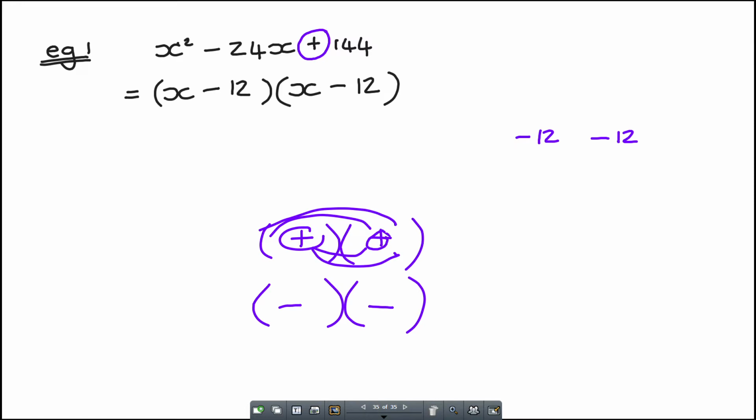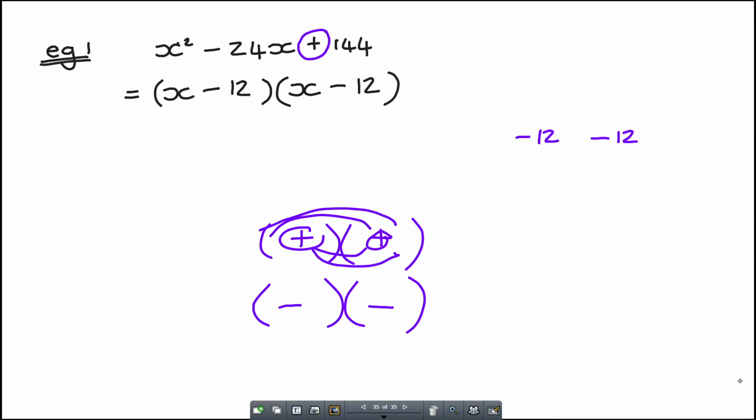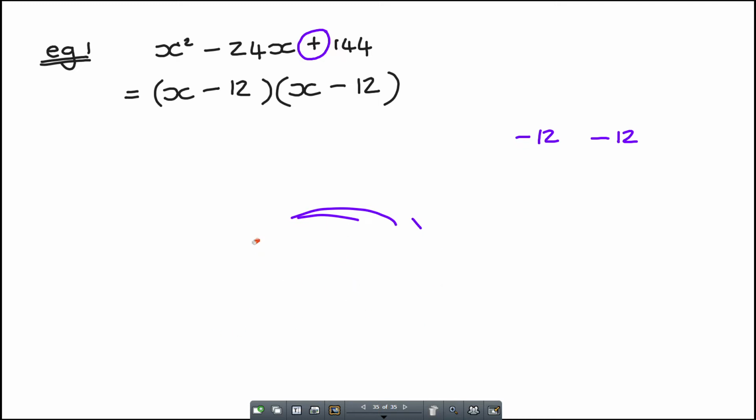Do you understand? Okay. So that's why over here I made you guys write down: if the sign of the constant is positive, it was positive 144, your brackets will be plus plus or minus minus. Does it make sense, people? Yes. Okay. Can we try another one?